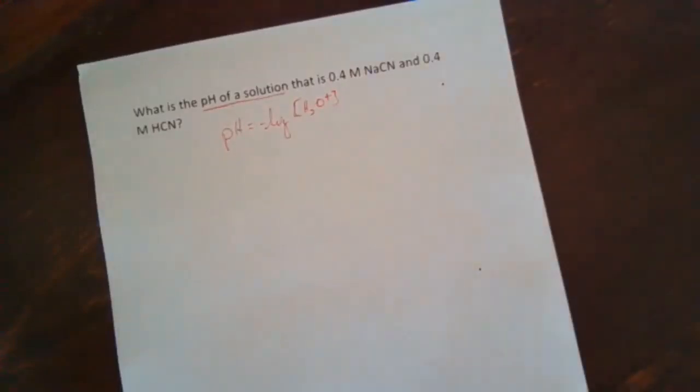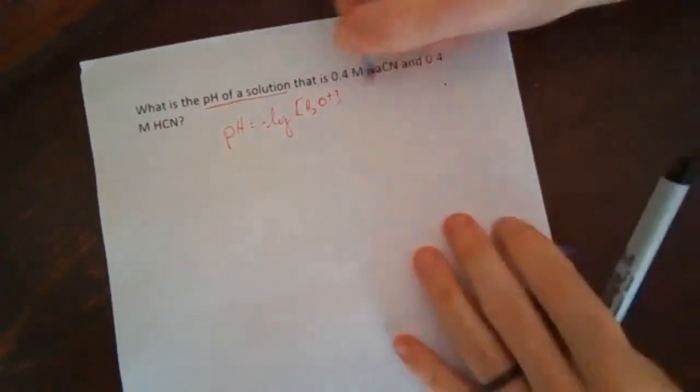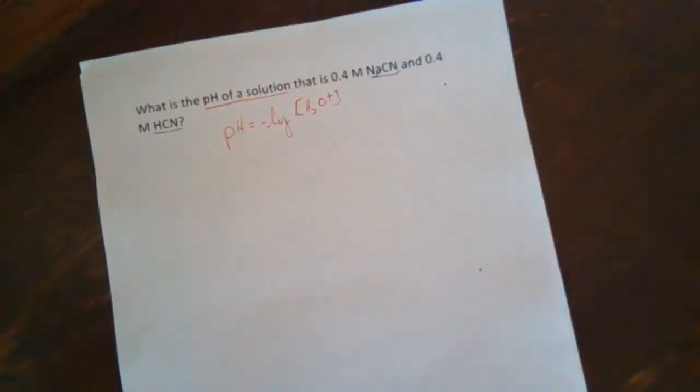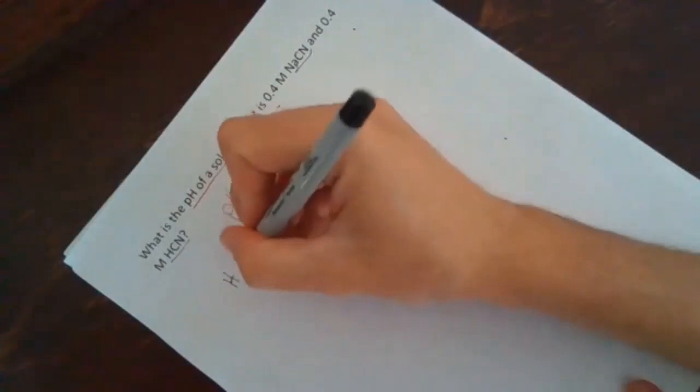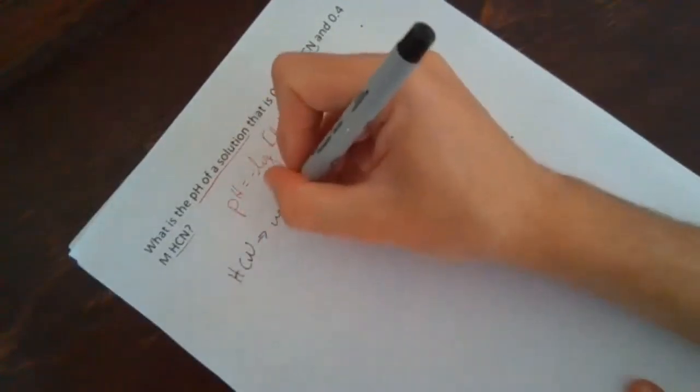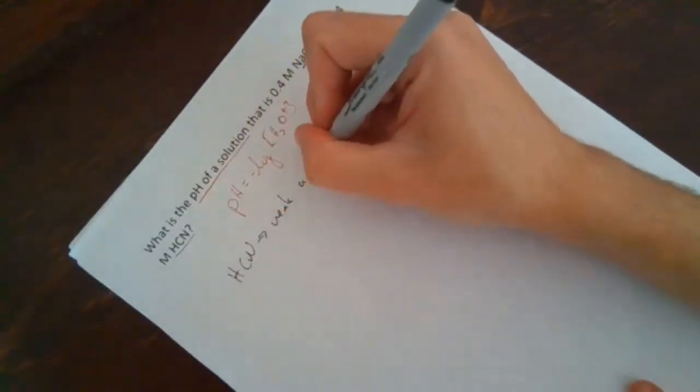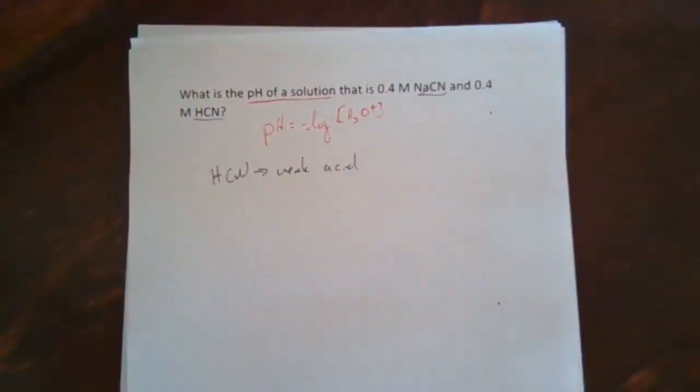We can see that what's in the solution is NaCN and HCN. Those are my substances in solution. So HCN, that's a weak base. Sorry, weak acid. Hydrogen in the front, that's a weak acid. We know it's not on our list of 6 strong acids, but there's a hydrogen, so it's going to be a weak acid. Very nice.